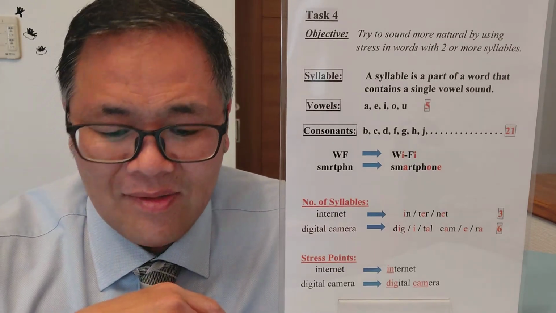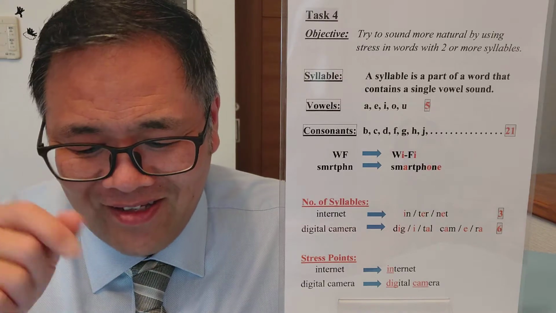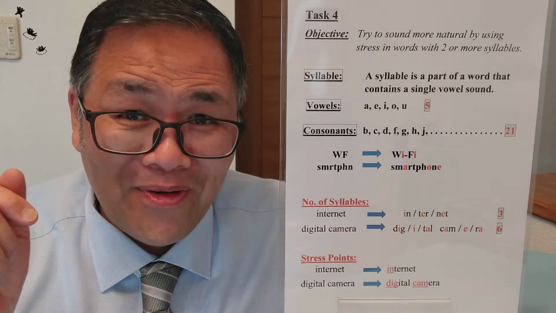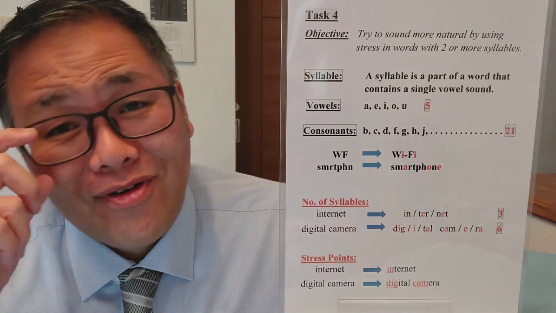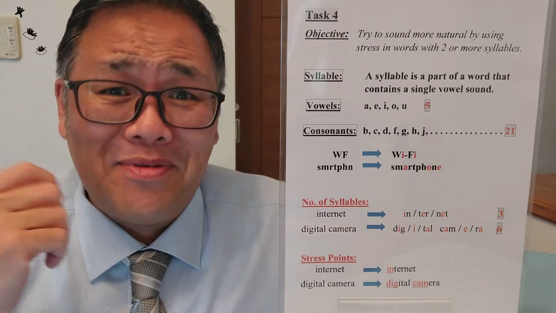You might have an SMF, and you can't really pronounce it. But by putting in vowels, you've got smartphone. So basically every word must have a vowel. If it doesn't have a vowel, you can't pronounce it.